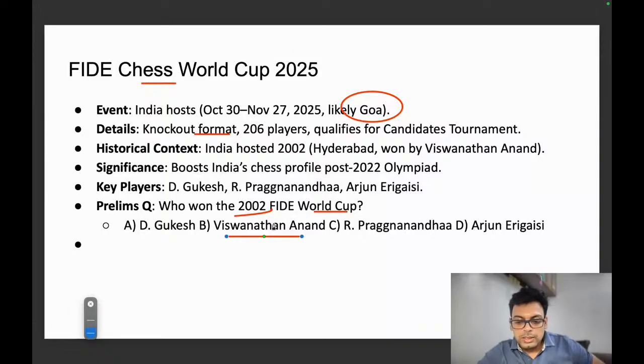Now, I'll tell you that from the prelims perspective, it's current affairs, an international event, and sport diplomacy. In mains, it cannot be asked directly, but it can come under GS2, international relations, soft power, India's global standing, or maybe GS3 if we talk about infrastructure.